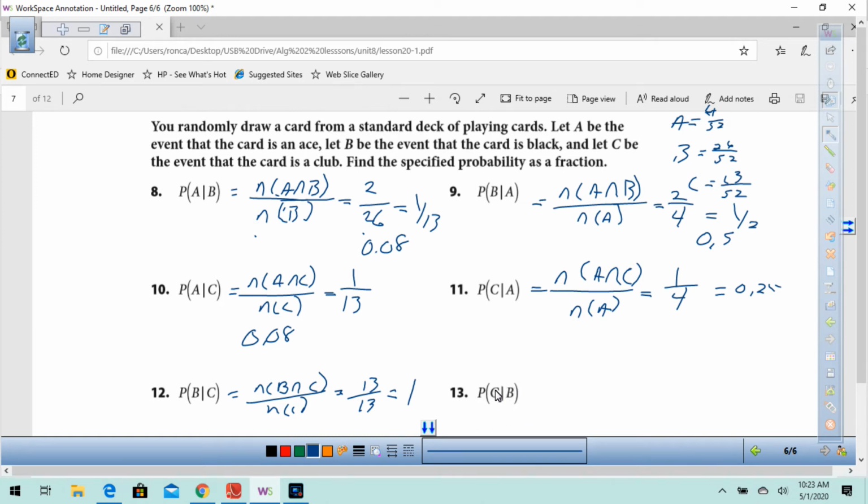The probability that it's a club, given that it is black. Okay, so we got the number of black intersection clubs divided by the number of black cards. And there's going to be 13 of those, and there's going to be 26 because half the deck is black, and that's going to give us 1/2 or 0.5.